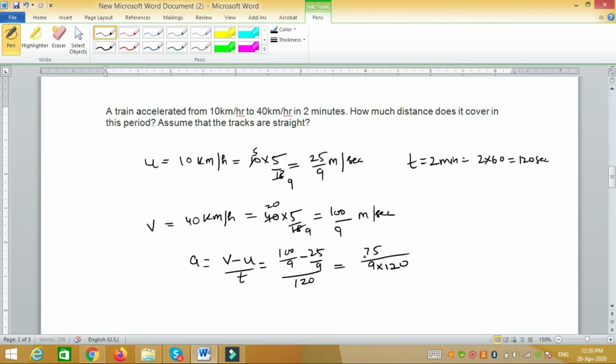So after doing this, this is your acceleration. So we cut it with 5.